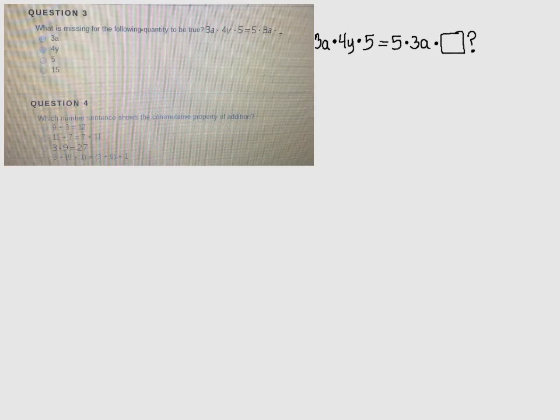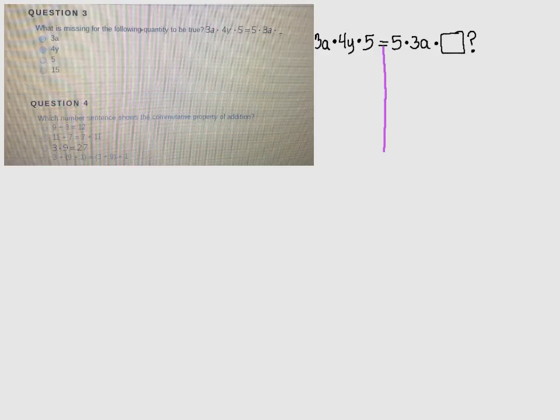So we have 3a. Again, always start by putting the line down your equal sign. So we have 3a, and then we have a 3a on the other side. Okay, and then we have a 5, and we have a 5 on the other side as well. So what are we missing? Well, hopefully it's obvious to you that we are missing the 4y. And that's what goes in the box, 4y. So pick that answer choice.